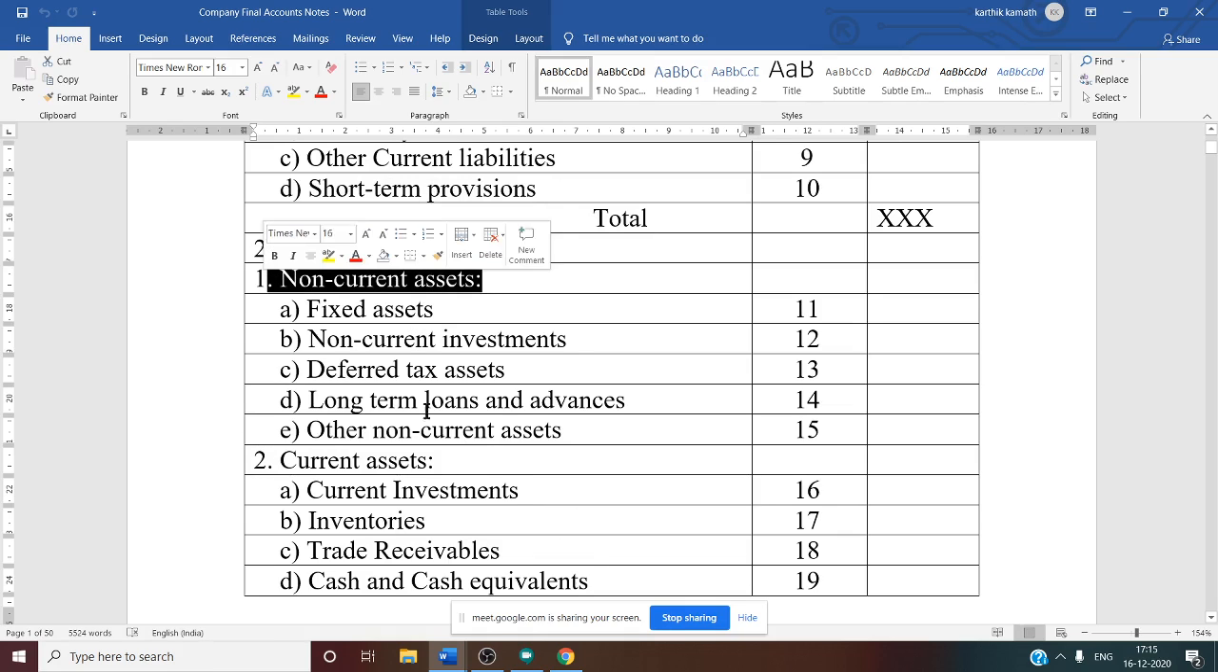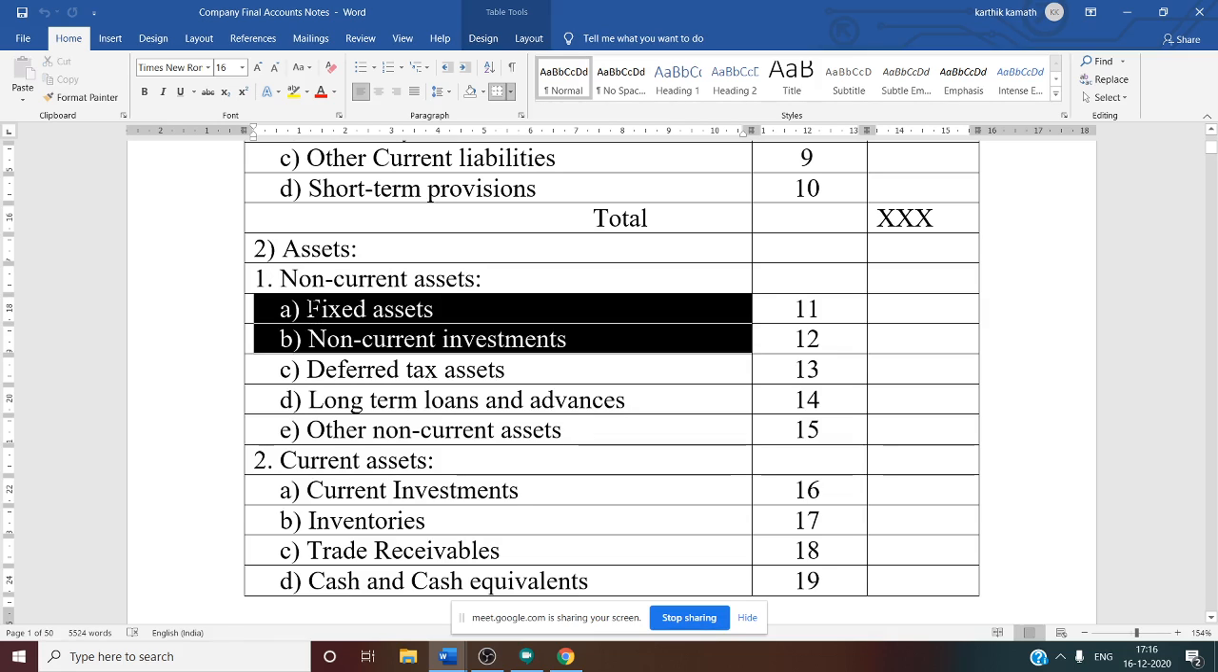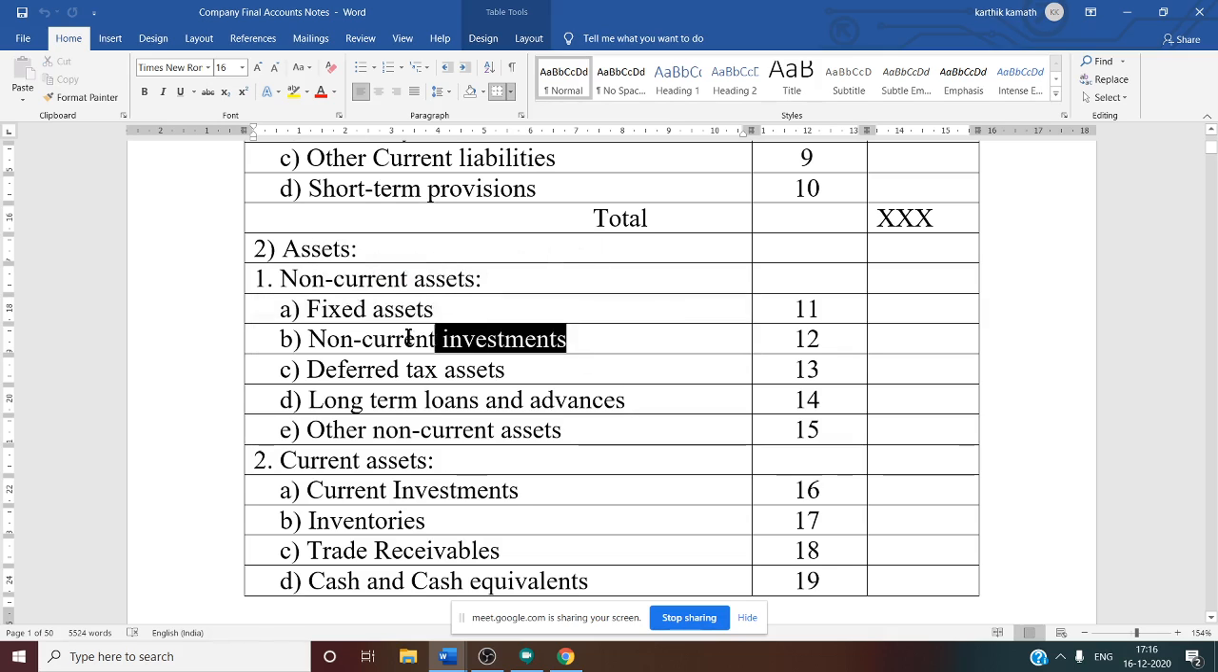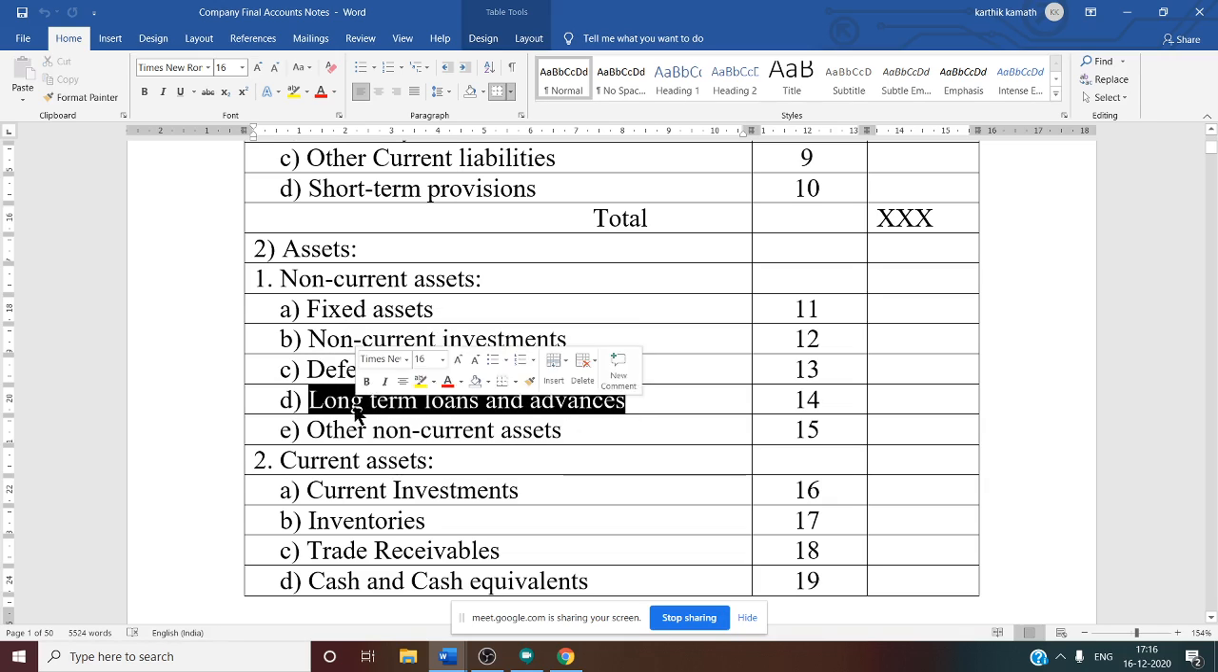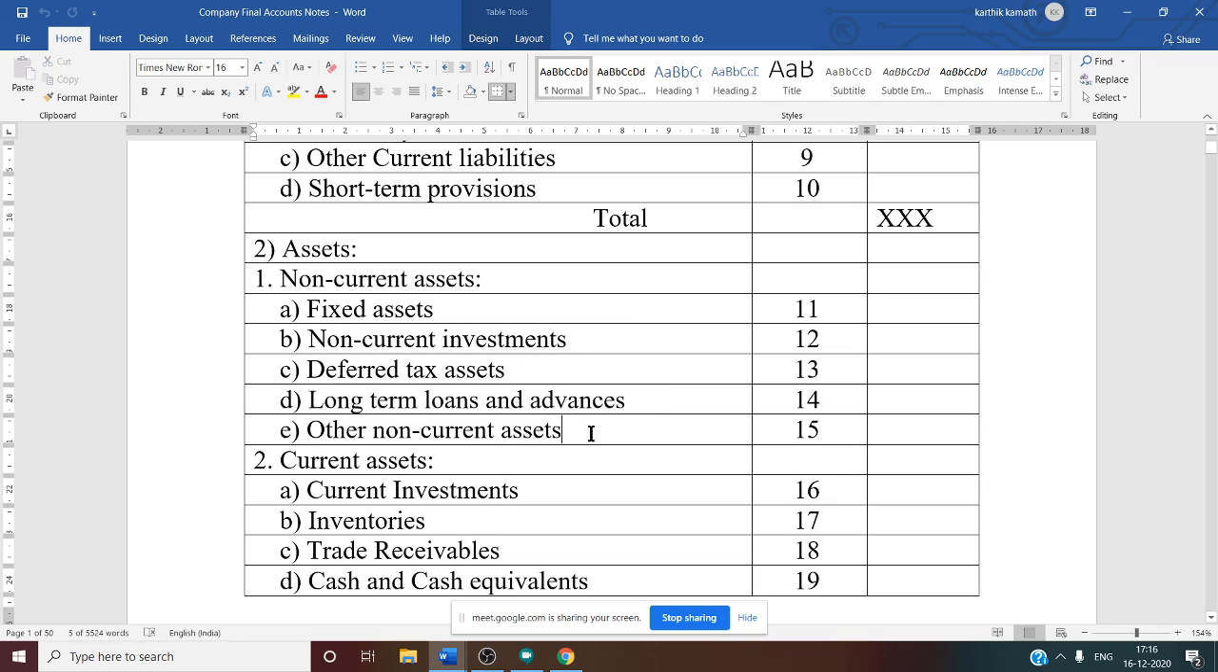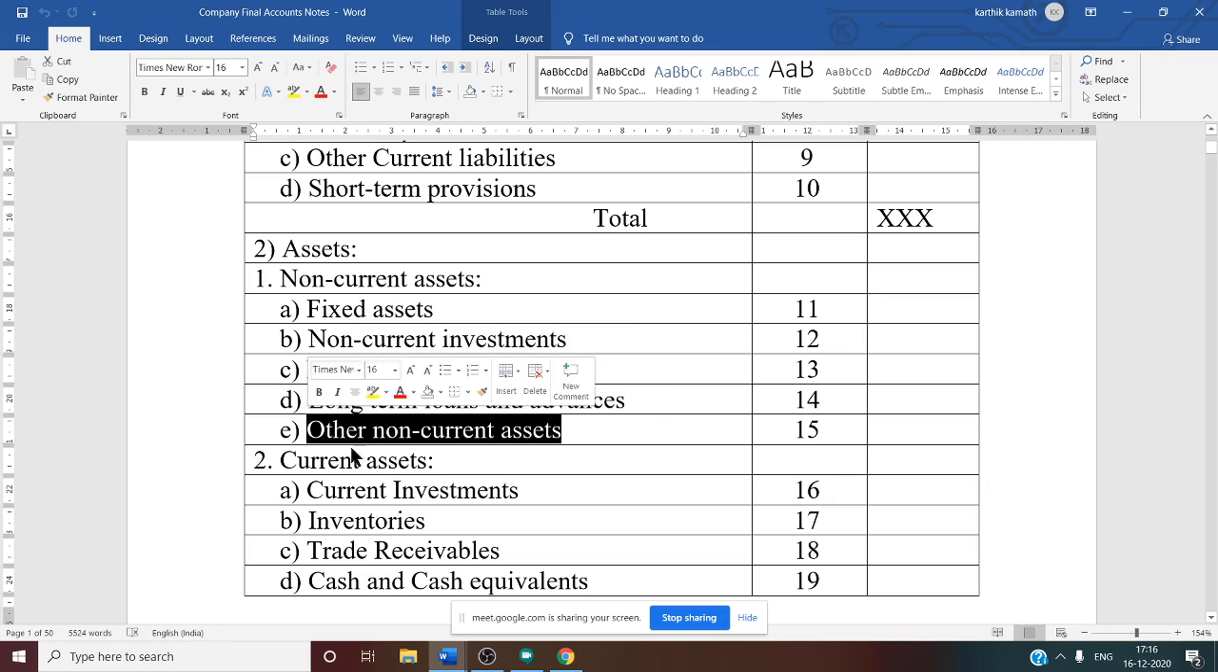If you see the asset side, there are again two main categories. One is non-current asset, those assets which are not held in the business for the purpose of sale. For example, fixed asset, working note 11. Then investment, working note 12. Deferred tax asset, that is 13. Long-term loans and advances, that is the advance or loan given by the company to a third party, 14. Then other non-current asset, if any specified asset is given, that is working note number 15.